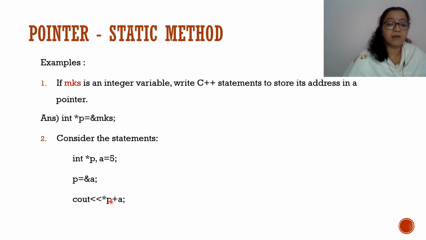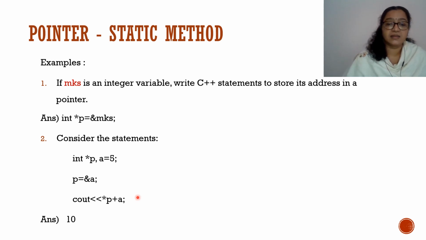So see the output. Cout star p plus a. What is the meaning of star p? The value at operator. So p is a pointer. The pointer is pointing to which one? A. So what is the content in a? That is 5. So 5 we will get here. Plus a. A means the normal variable a, so the value of a, that is 5. So 5 plus 5. So what is the answer? 10.